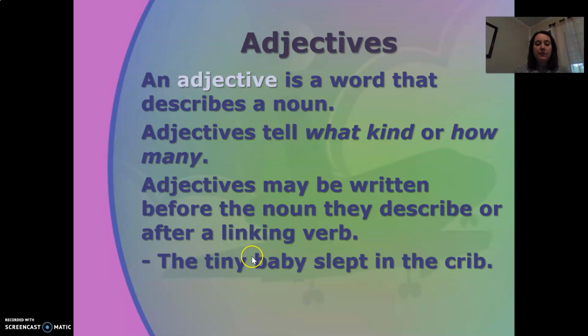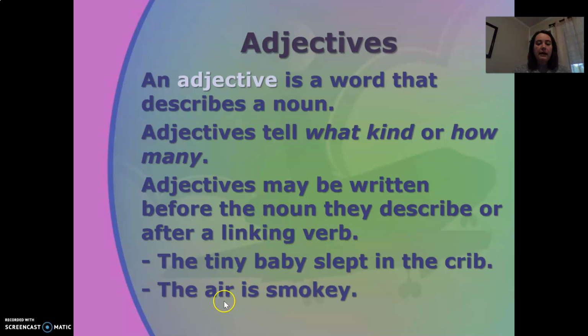So in this sentence here, the tiny baby slept in the crib. We've got a couple of nouns. We have baby. So what words in this sentence tell us more about the baby? Well, tiny tells us how big the baby is, and then the tells us which baby. Not the one over there, not the one over there, but this one, the baby. And then we've got the word crib here, and we have the telling us which crib. So we have three adjectives in this sentence.